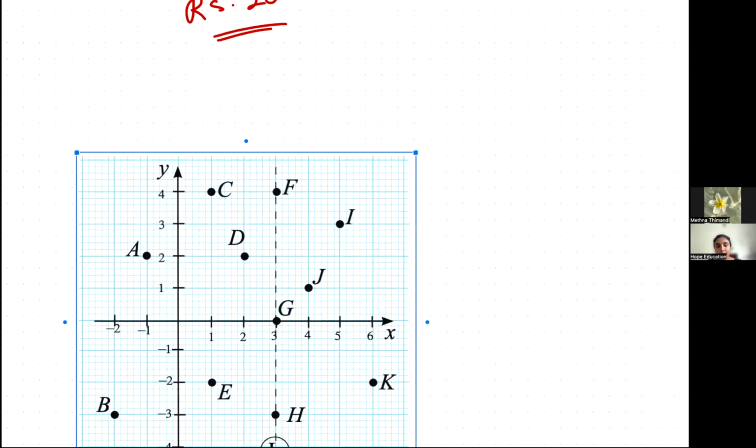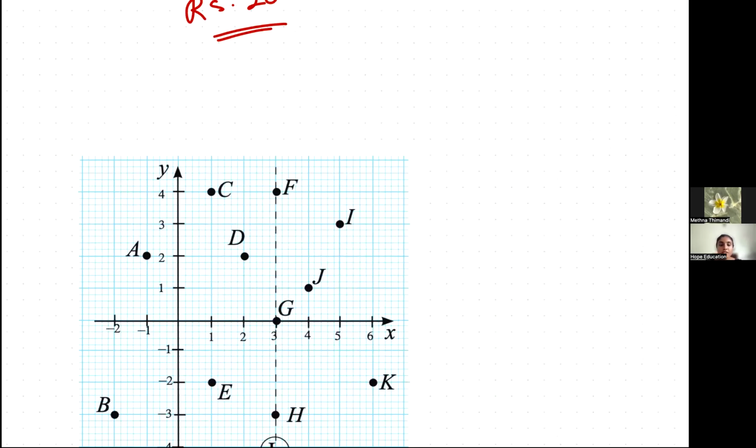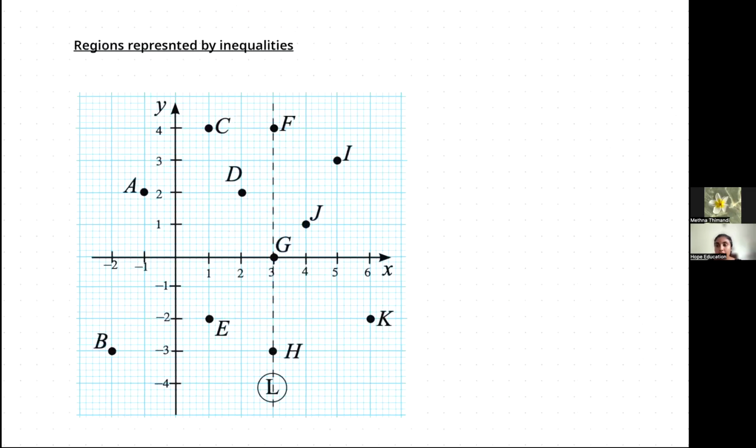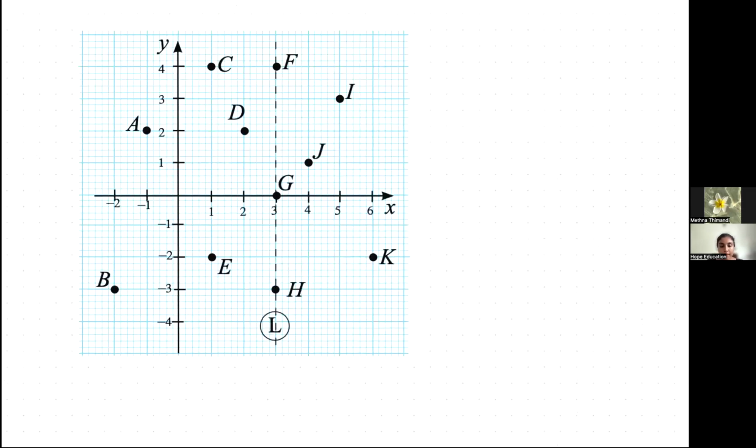Can you write the coordinates? Take the topic as regions represented by inequalities, and write the coordinates. The x value and y value together make the coordinate. So can you write the coordinate of each of these points? Meanwhile, I'm getting a call. So let me quickly get this.